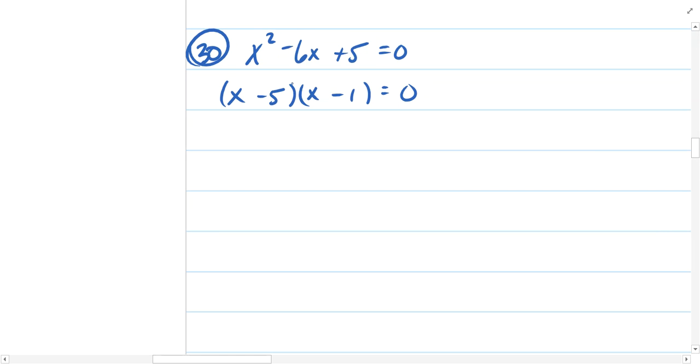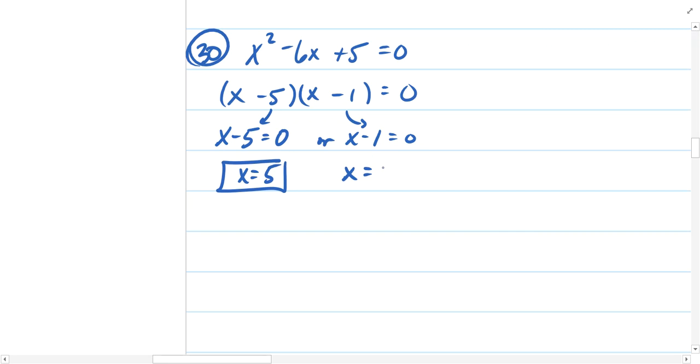1 and negative 5. Now we see the product of two factors that equals 0, so therefore either factor or both is equal to 0. When does x minus 5 equal 0? And when does x minus 1 equal 0? Those are the next two questions we have to ask. This occurs when x is equal to 5. And this occurs when x is equal to 1. There are our two solutions, 1 and 5.